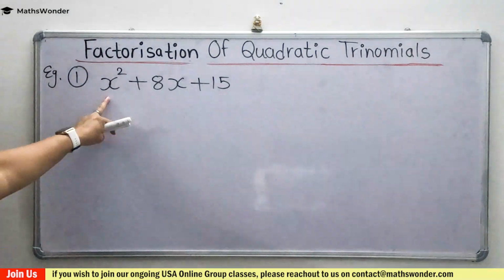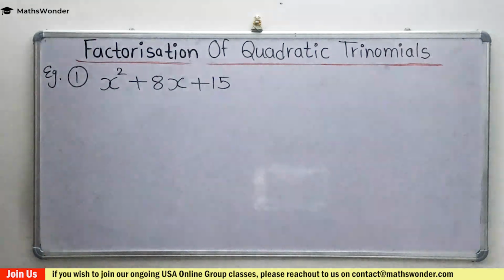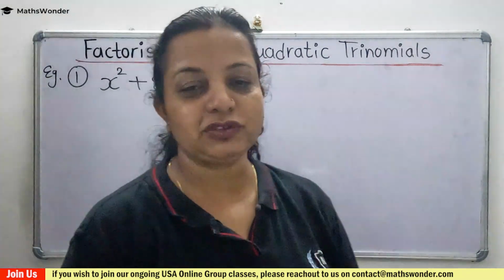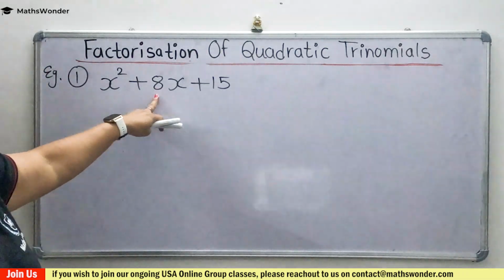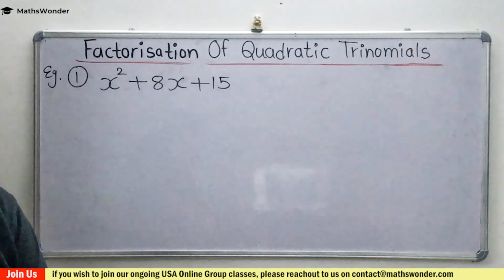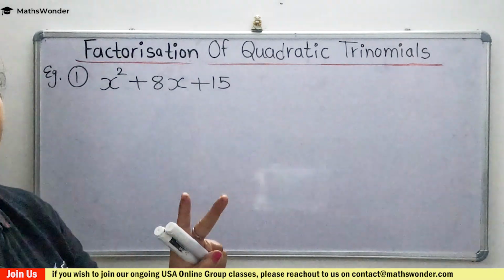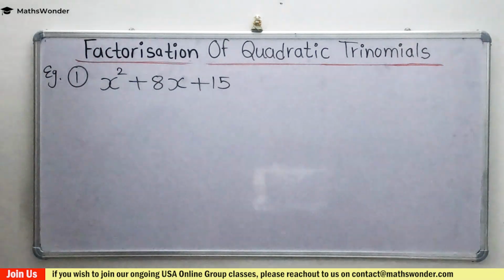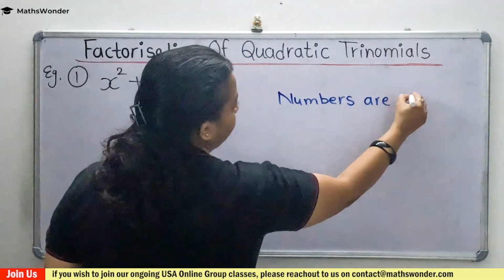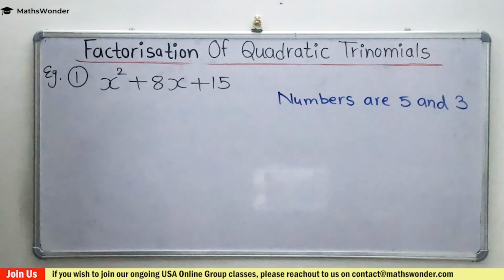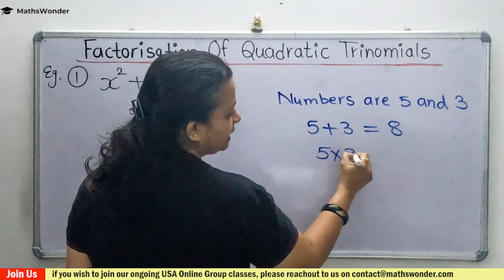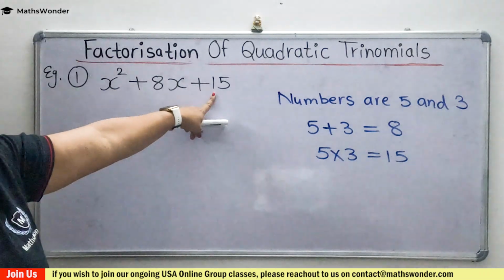The expression is x square plus 8x plus 15, right? Now, find two numbers whose sum is 8 and product is 15. Find out. Logic question. Find out two numbers which, when you add them, give 8, but if you multiply them, give 15. Find out. 5 with? 3. Absolutely correct. So the numbers are 5 and 3. Why? When you add 5 plus 3, it gives 8. When you multiply, it gives 15. See? We got the same thing.